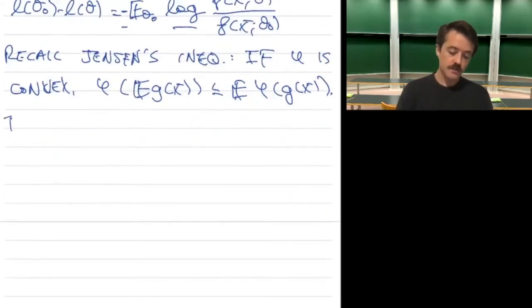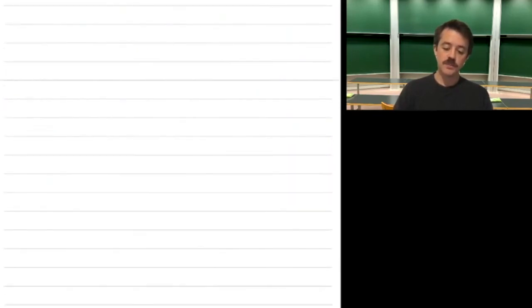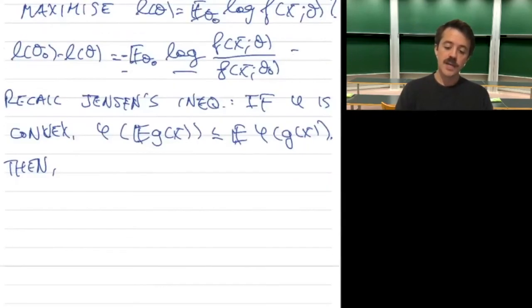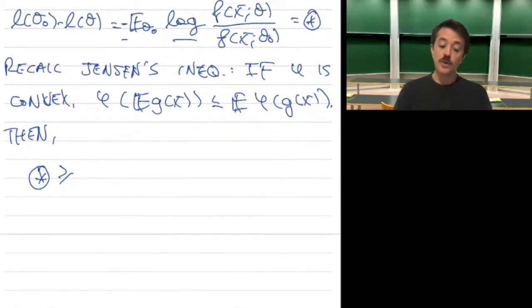What we can say is that this quantity, which we can call star, is going to be greater than or equal to, applying now this sort of reversed inequality, the minus log of the expectation under theta naught of this ratio that we had in there.